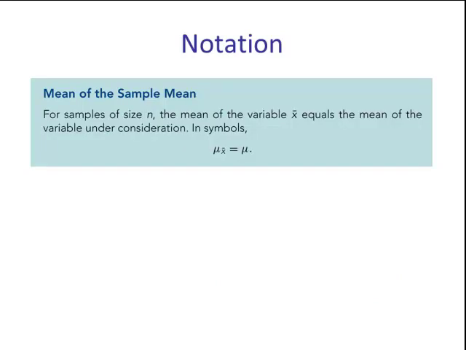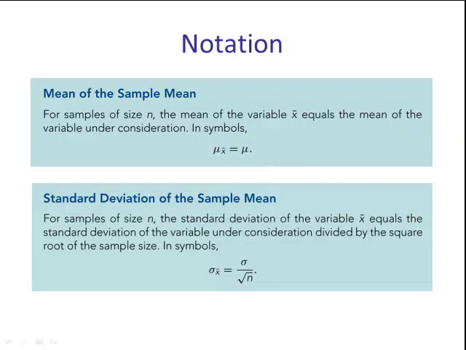Let's look at the notation. The mean of the sample means: if I take all the little sample means, x bar, and average those sample means, it's equal to the population mean. The standard deviation of the sample means gets smaller. So here's the notation. If I'm looking at the standard deviation of all the little sample means, x bars, it is equal to the population standard deviation divided by the square root of n. And this is known as the standard error.